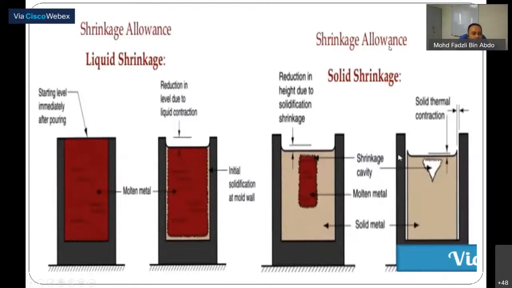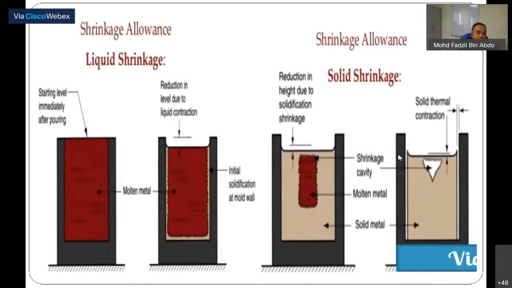Okay. And then pergi pada solid ni adalah liquid shrinkage, ini adalah solid shrinkage. Bila reduction in the height, solidification shrinkage, maksudnya dia punya height ni lagi rendah disebabkan oleh shrinkage. And then last kali kita akan dapat solid lah ni. Bila ada solid ni, solid thermal contraction, and then kita akan ada shrinkage. Ini telah ditunjukkan pada chapter 2 hari tu.